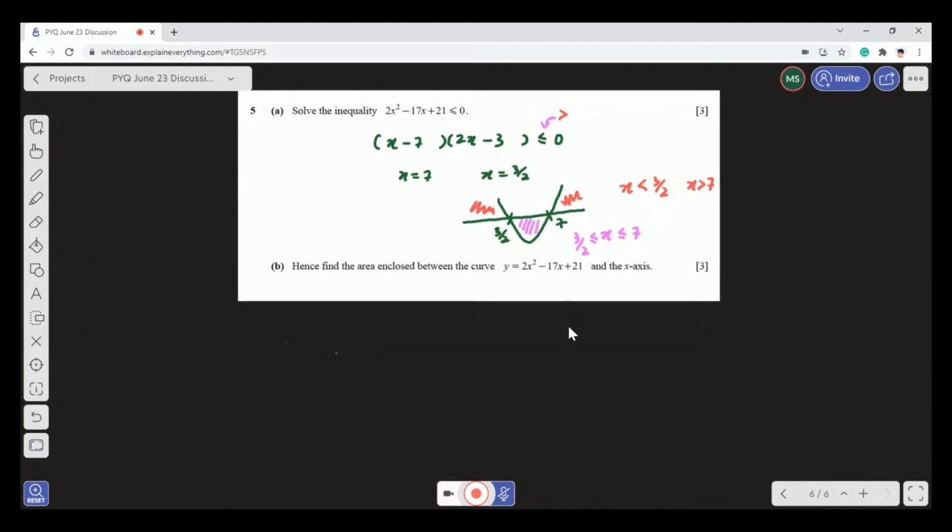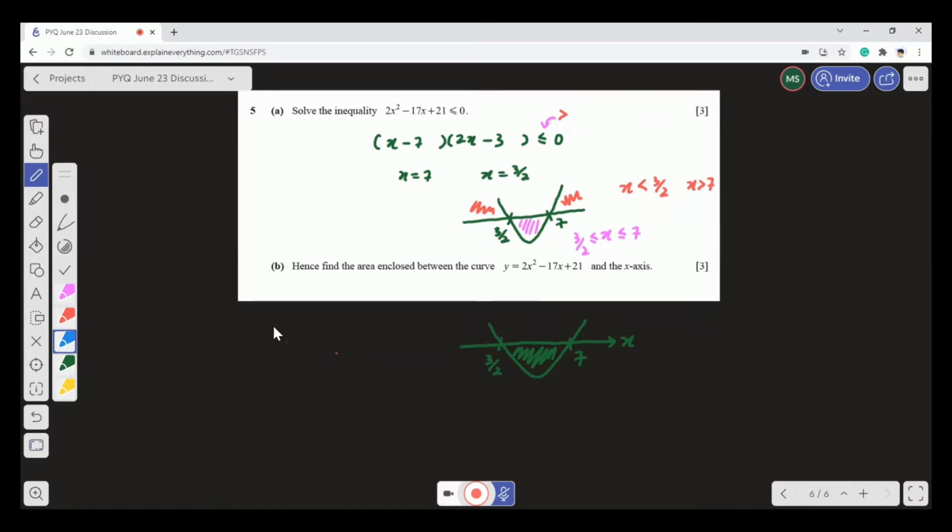I need to use the previous question's graph, and I want to find the area enclosed between the curve and the x-axis. Let's say this is the graph. This is also the x-axis. So I want to find this area, which is between 3 over 2 to 7. So, Jiawen, how should I find the area?